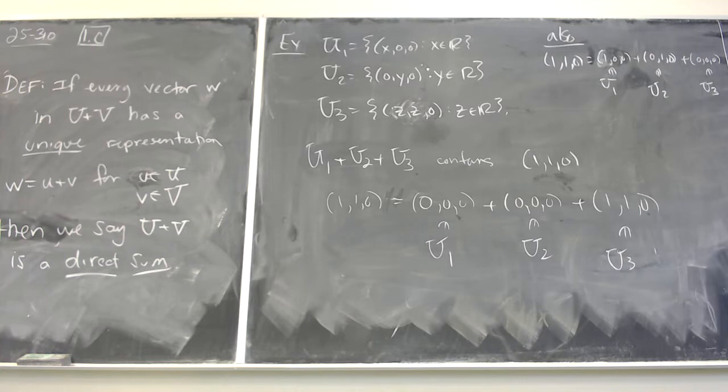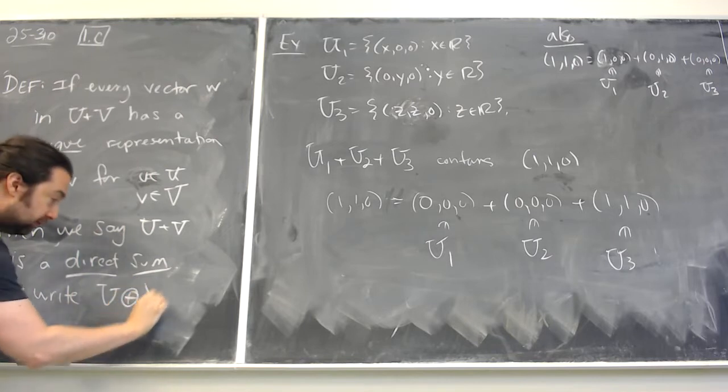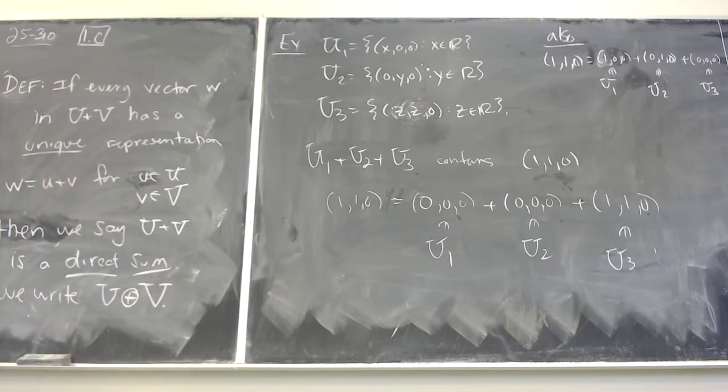It's a unique way of writing W as one unique vector from U and one unique vector from V. And we have a special symbol for it to indicate that this is the case: U and then plus with a circle around it, V. So when you see that symbol, it means every vector inside here has a unique U and a unique V that make it up.